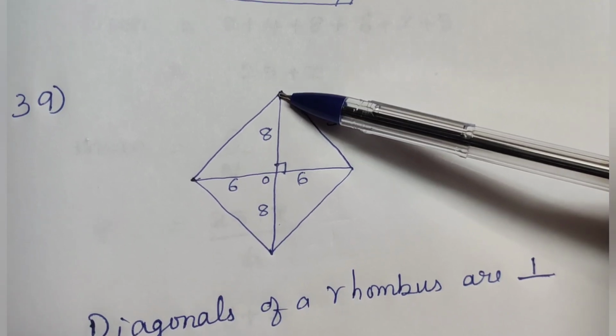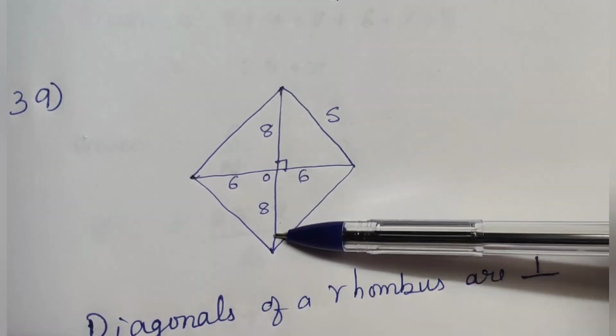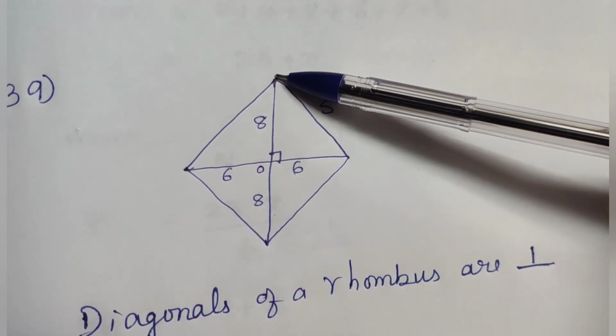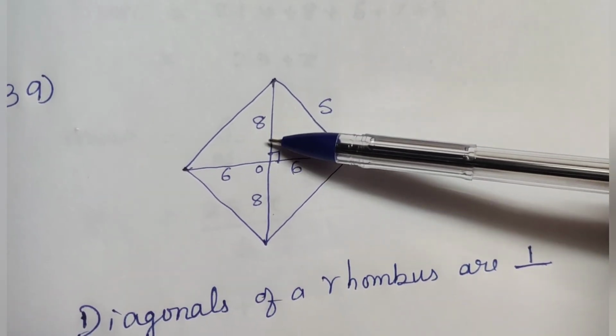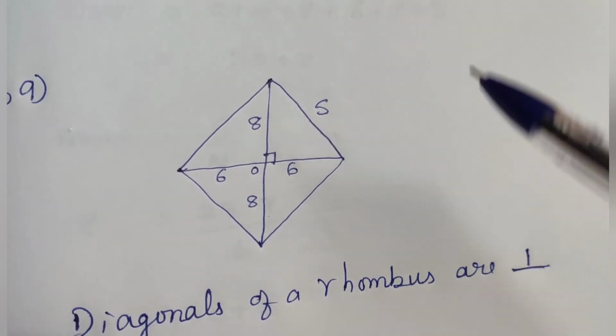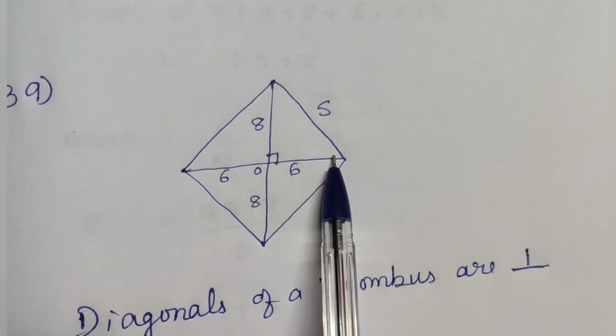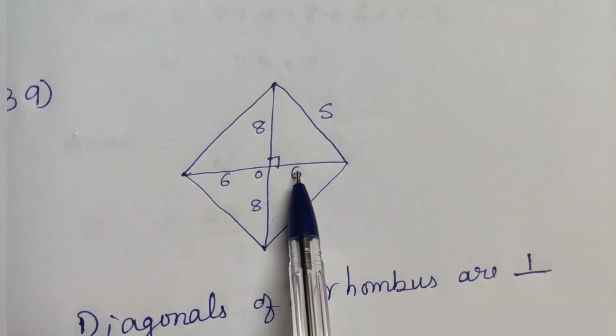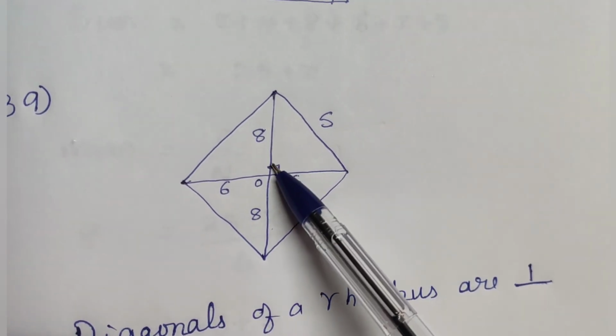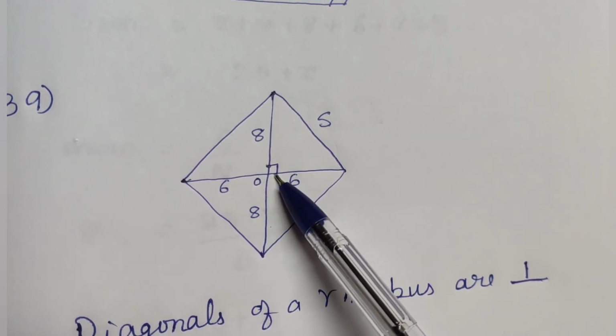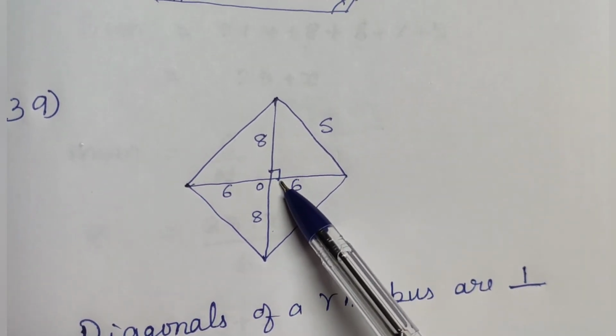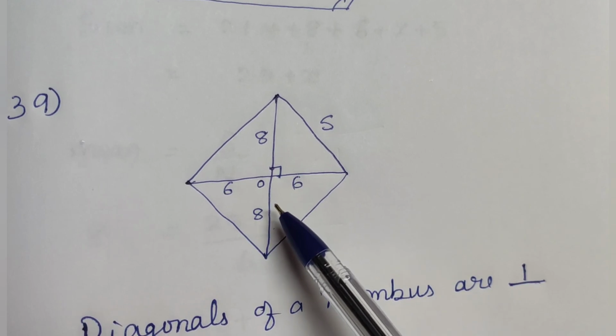Diagonals are perpendicular bisectors, which means this 16 centimeter diagonal gets cut into two equal parts, 8 and 8. And the 12 centimeter diagonal gets cut into two equal parts, 6 and 6. And the two diagonals meet at O, and this is 90 degree because the diagonals are perpendicular to each other.